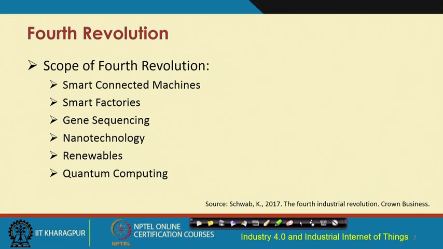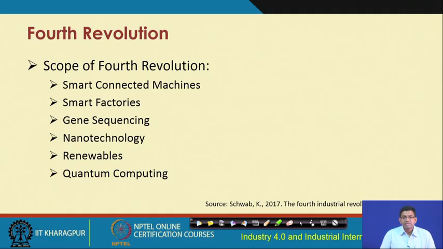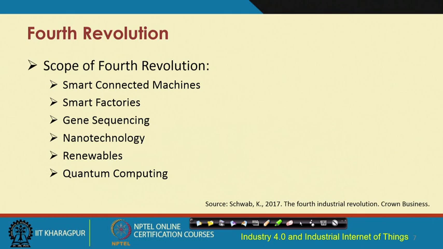Then came technologies such as nanotechnology, renewable energy technology, quantum computing, biotechnological interventions, innovations like gene sequencing and so on. Everything together has helped in the overall growth: IT, sensors, sensing technology, sensor networks, then biotechnology, gene sequencing, DNA sequencing and so on, nanotechnology and quantum computing. Everything packaged together is helping in the transformation to the fourth industrial age, which is Industry 4.0, and these are all the different dimensions of this fourth revolution.